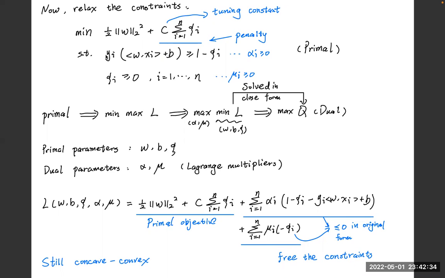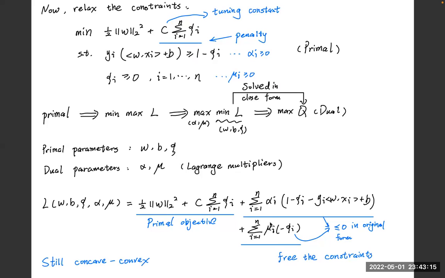Or in other words, we can rewrite this constraint as this function less than or equal to 0 in the original primal problem. And for that one, we have mu I, which is bigger than or equal to 0, multiplied by a function that is less than or equal to 0 according to this constraint, so that we rewrite this constraint as negative psi I less than or equal to 0. Okay, so that's the form of the Lagrangian. It consists of the primal objective function plus the Lagrange multiplier times the function that should be less than or equal to 0 in the original primal problem as a constraint.